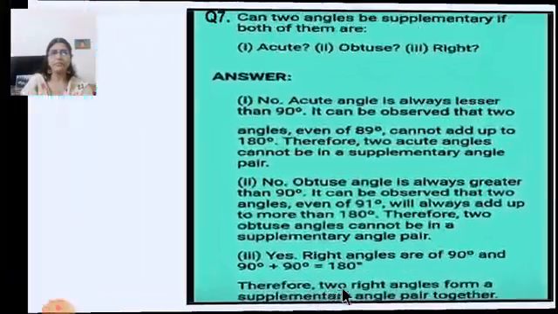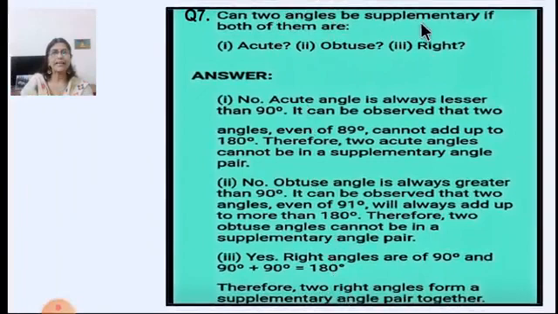Now question number 7. Can two angles be supplementary if both of them are acute, obtuse, right? So these are the three options, three questions given. Let us start with acute. No. As we know, an acute angle is always lesser than 90 degree. It can be observed that two angles even of 89 degree, if you take 1 degree less also, cannot add up to 180 degree.